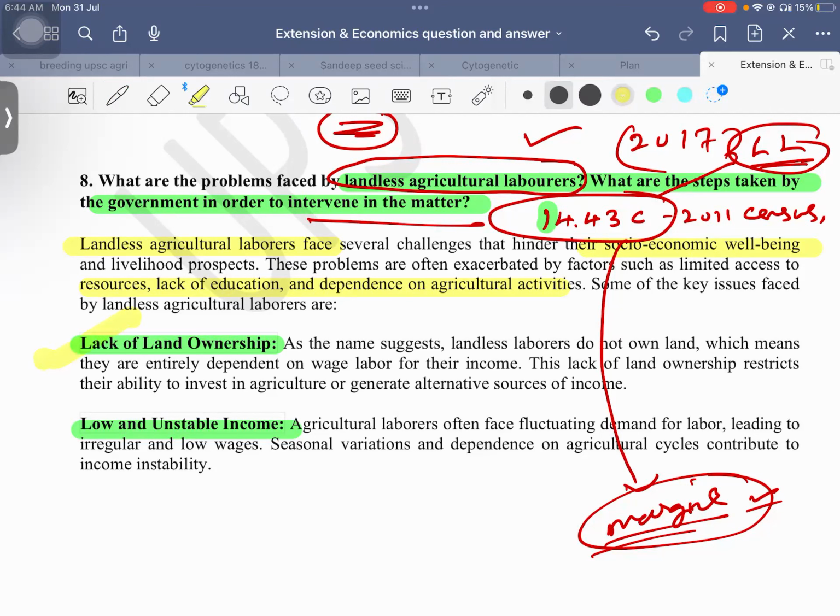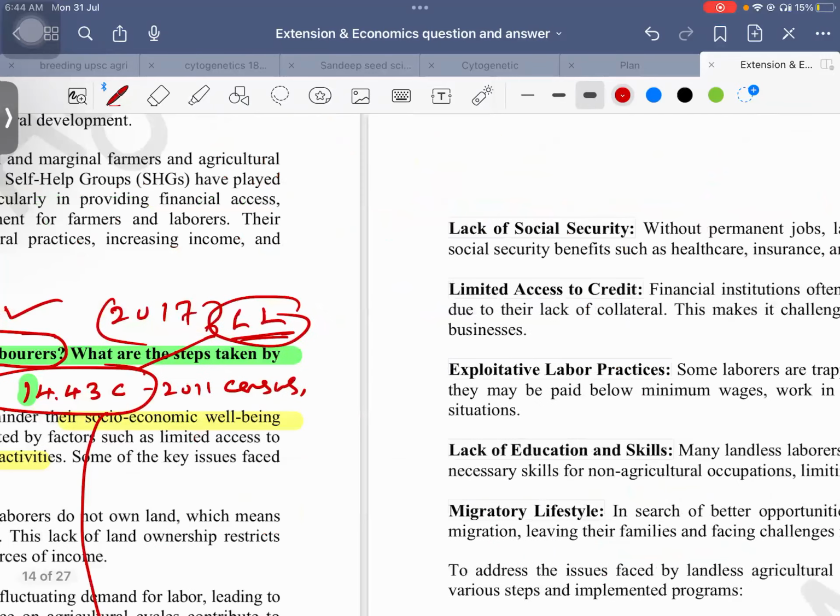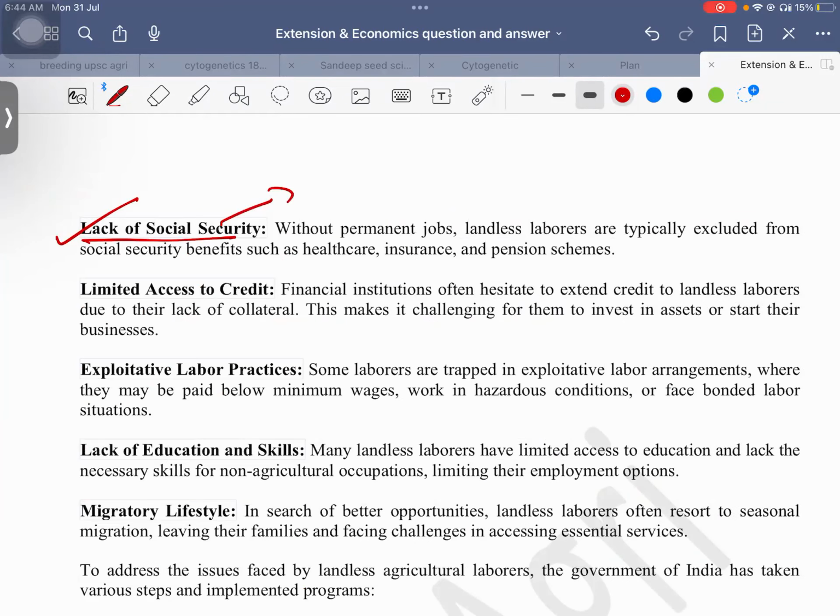Next is lack of land ownership. What is the reason? Because of lack of land ownership, you can relate it with lack of land reforms. Proper land reforms are not followed in our country. They didn't happen. Low and unstable income, because they are not sure of the income. Maybe seasonal variations are there, in some seasons they will get work. Next is lack of social security. They don't have any social security, and they are easily prone to stress.